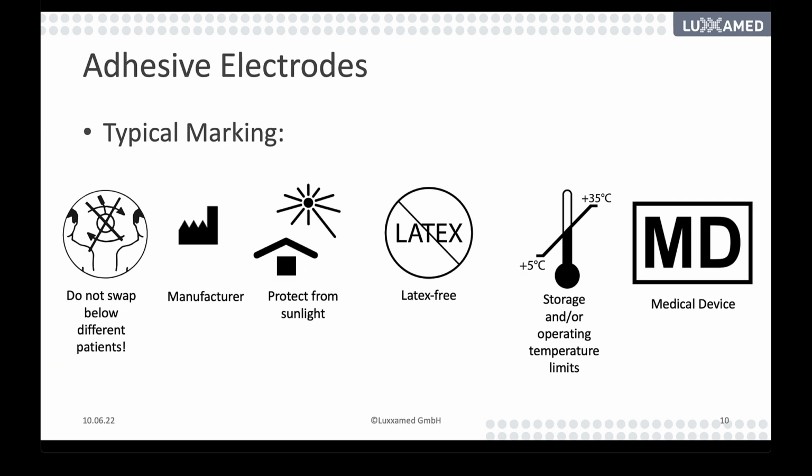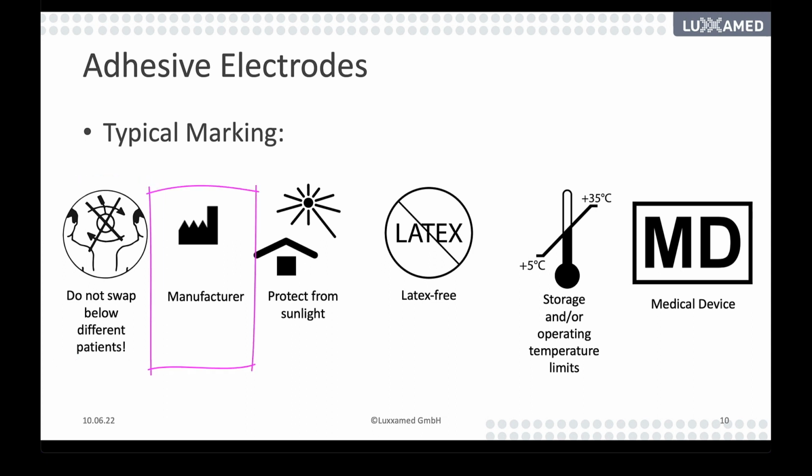Then we have the typical markings on the electrodes. Even the marking symbols have to be explained in the instructions for use of your microcurrent device. This is important to know, so that you can see how professional and how serious the manufacturers of the devices are. Let's start with the first one. There you can see two people, and it means that it's not allowed to swap between different patients. But I think that's clear, because of the infection risk and all that.